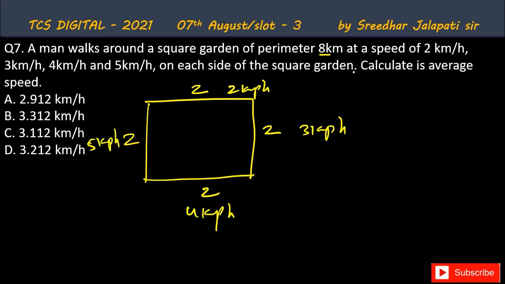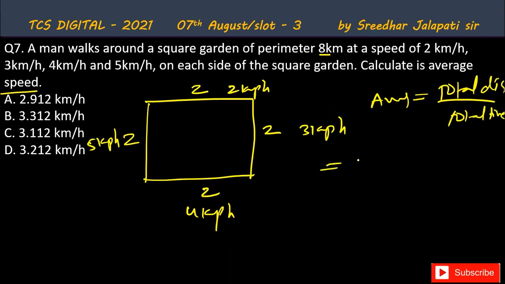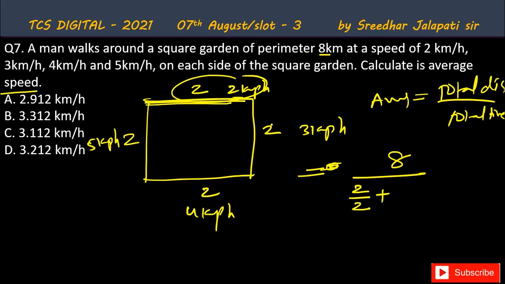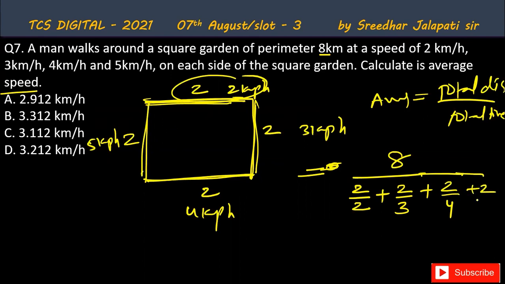We are asked to find his average speed. By the way, average speed is total distance traveled by total time taken. What is the total distance traveled by the person here? 8 kilometers, 2 plus 2 plus 2 plus 2. Though we don't have the total time directly, for each side we can calculate the time. Time is nothing but distance by speed. So along this side, the time taken is 2 by 2, then 2 by 3, then 2 by 4, and along the last side, 2 by 5.